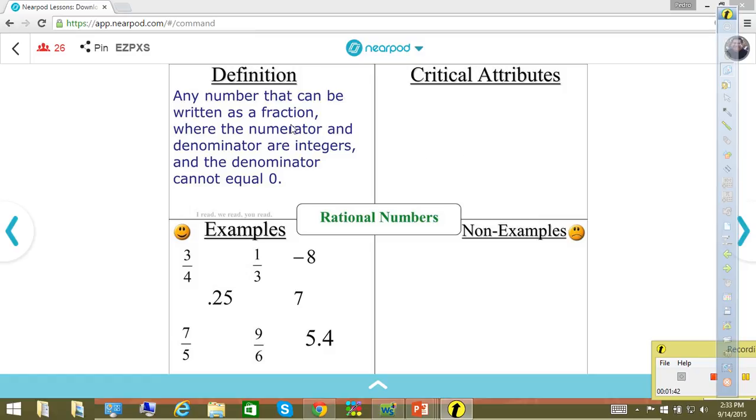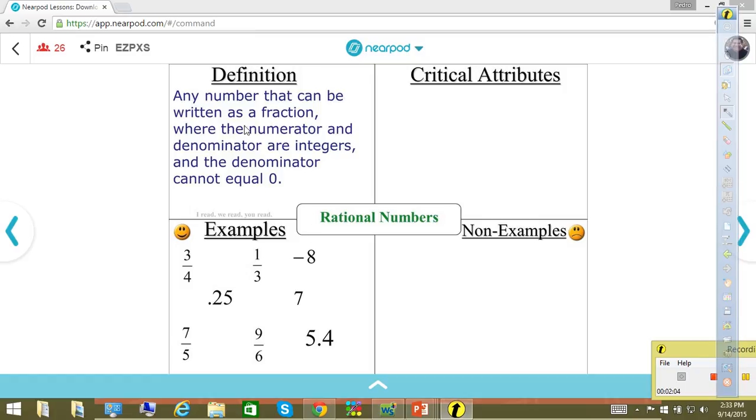Okay, let me go over this according to the definition, and then I'll let you finish copying in a little bit. Pens down, eyes up here. Pay attention, please. Here it goes. It says, rational numbers, any number that can be written as a fraction. Okay, is this a fraction? Yes, yes, yes, and yes. So far, so good? Fractions.